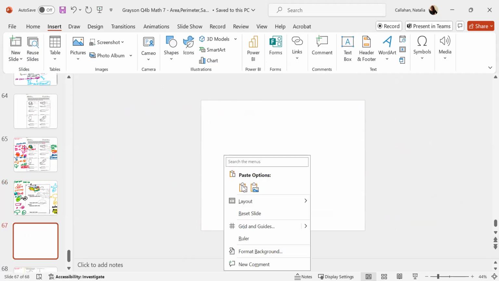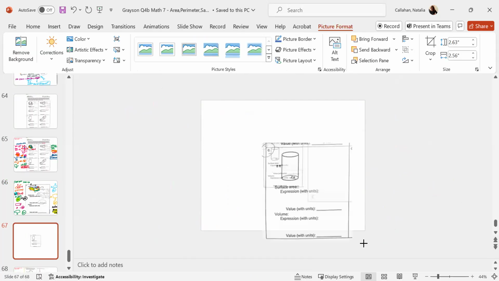I want you to go ahead and do this exactly how I'm doing this. You can't just sit here and look at me doing it and just copy it down. That's not okay.